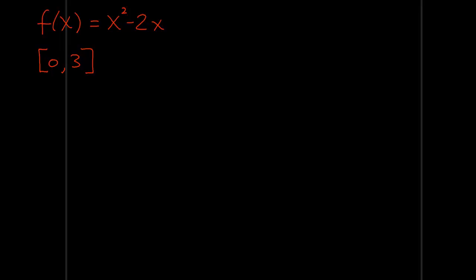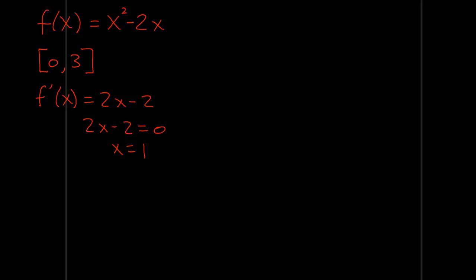Remember, with the single variable, when we have a closed interval like this, we know that the maxes and mins can occur at the endpoints or at critical numbers. So we'll just try those. We know x equals 0 is an endpoint, and x equals 3 is an endpoint. Now we get the critical number. The derivative is 2x minus 2, and just like before, 2x minus 2 equals 0, so x equals 1.